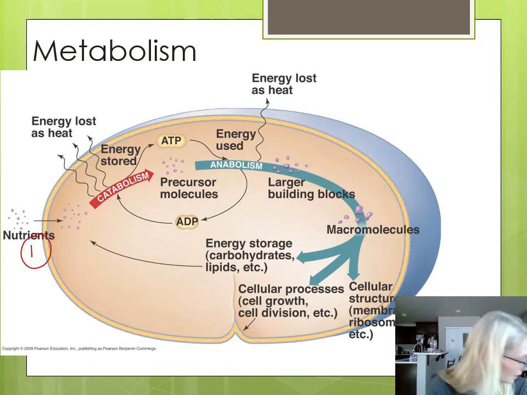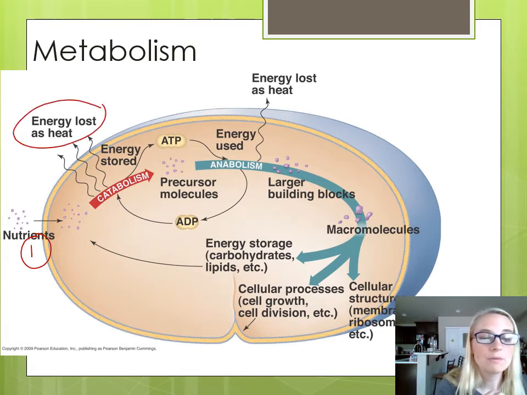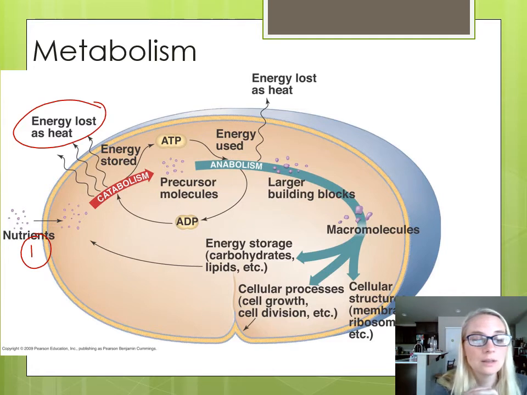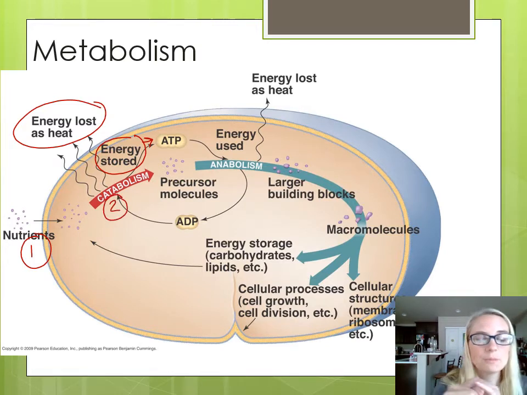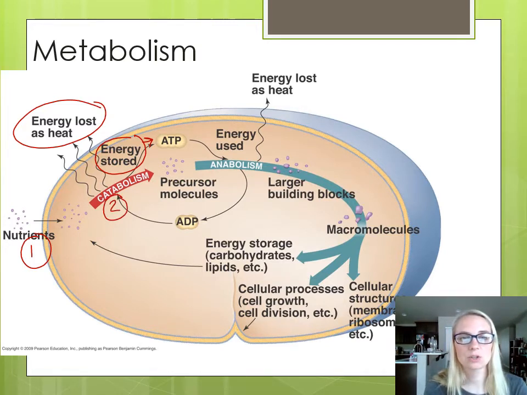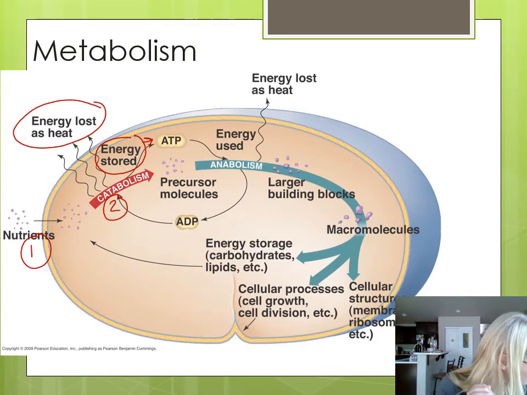The next step is metabolism requires energy from light or catalyzed nutrients. So here's our catabolism, and here's the energy. Some of that energy is lost as heat. Some of that energy is stored into ATP. So this is going to be our step 2. We get energy from these catabolic pathways. They are exergonic processes, and energy is released from those.